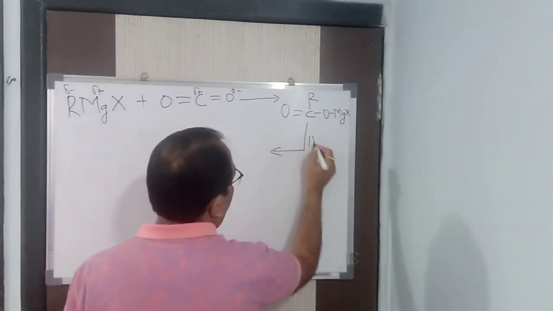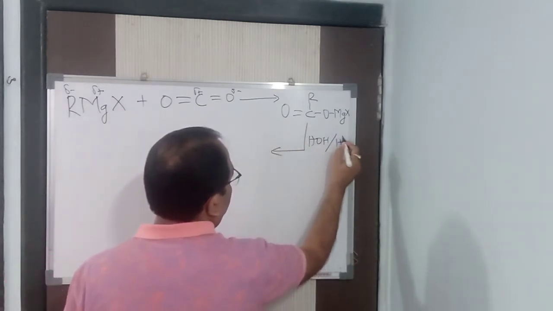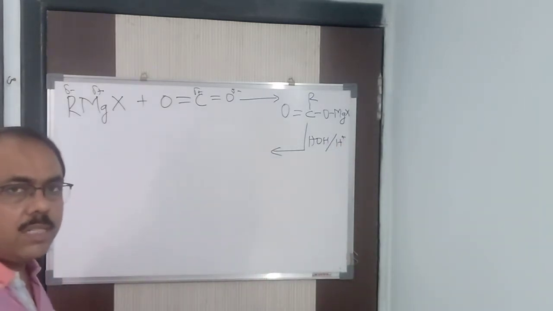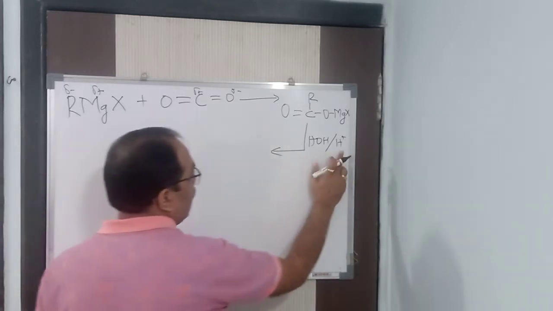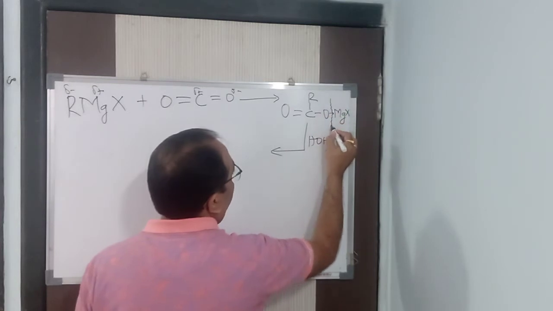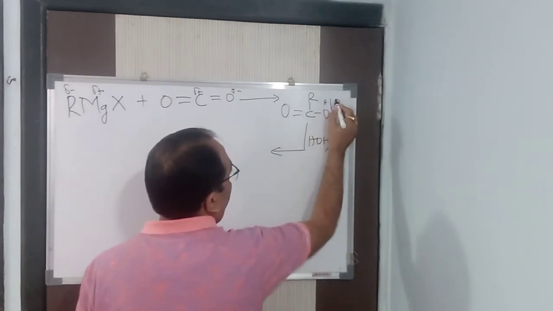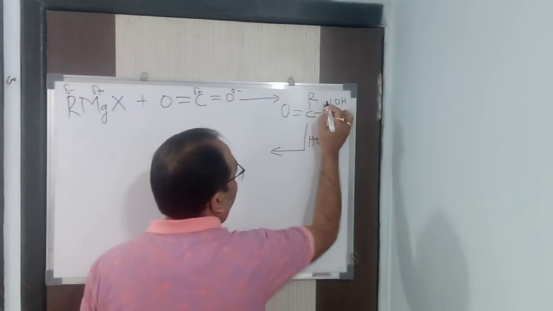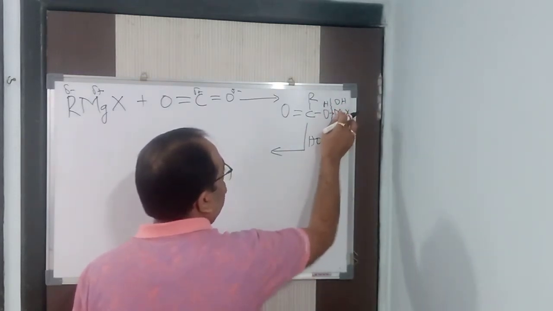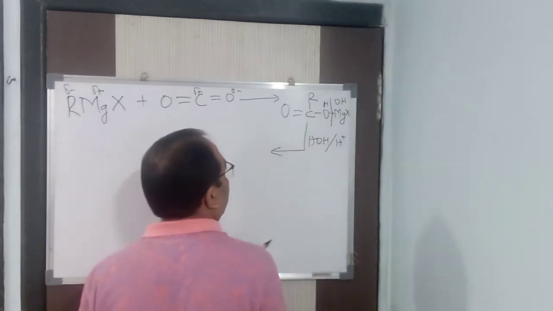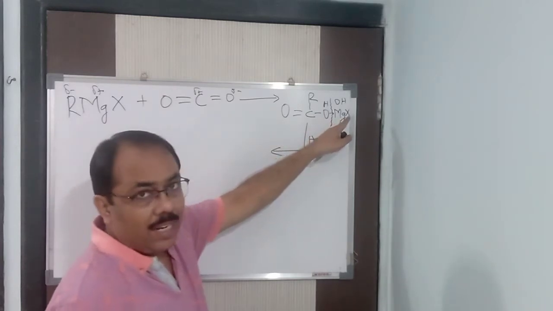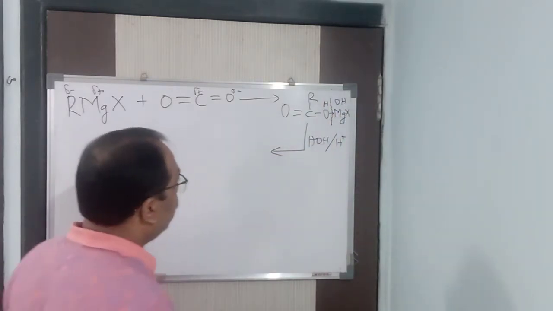Now we will go for the next step. In a Grignard reaction the first step is always addition and the next step is hydrolysis. Then only it will form a stable product. Hydrolysis in acidic medium. When we go for hydrolysis, the cleavage takes place here: H here and OH here. Oxygen is negative, so hydrogen is going to get added. And Mg has one bond with X, and the other bond will be with OH. Then only it will be satisfied.